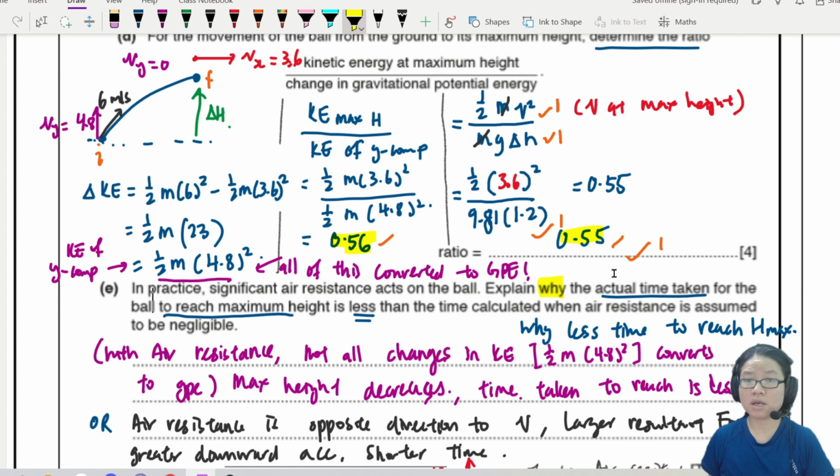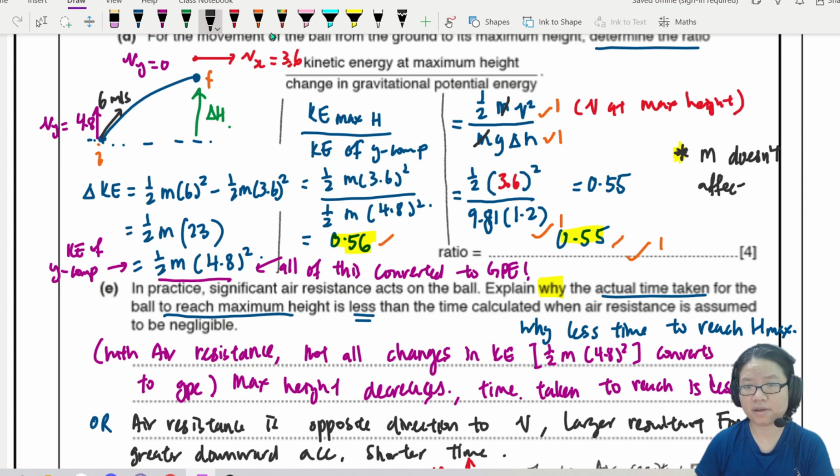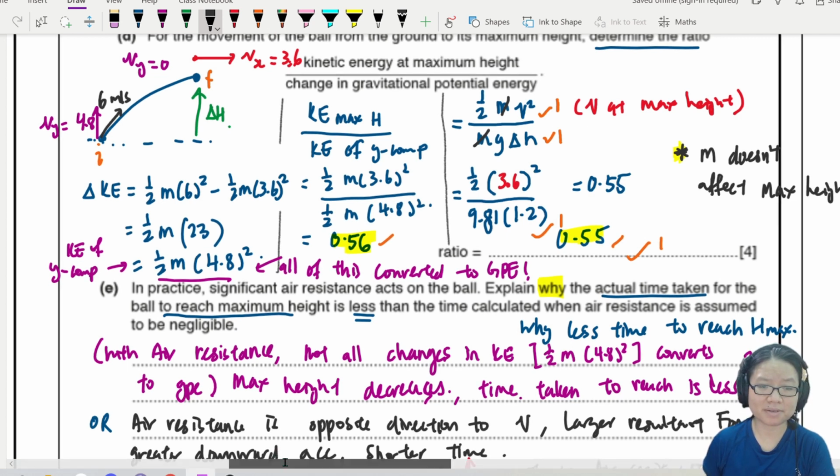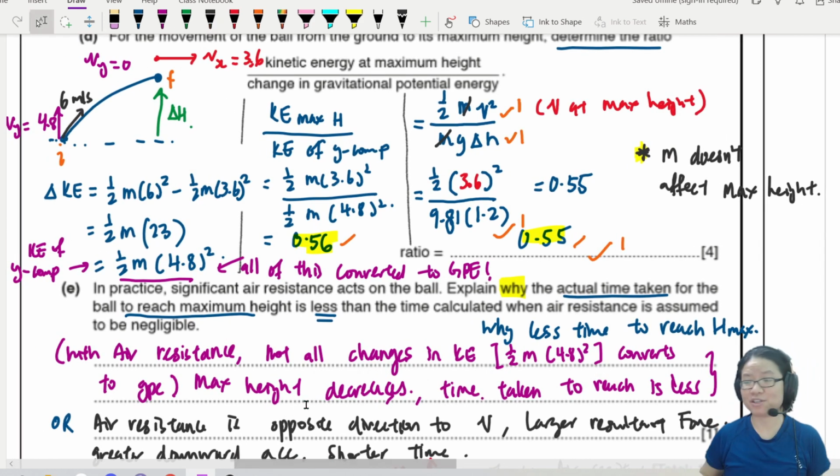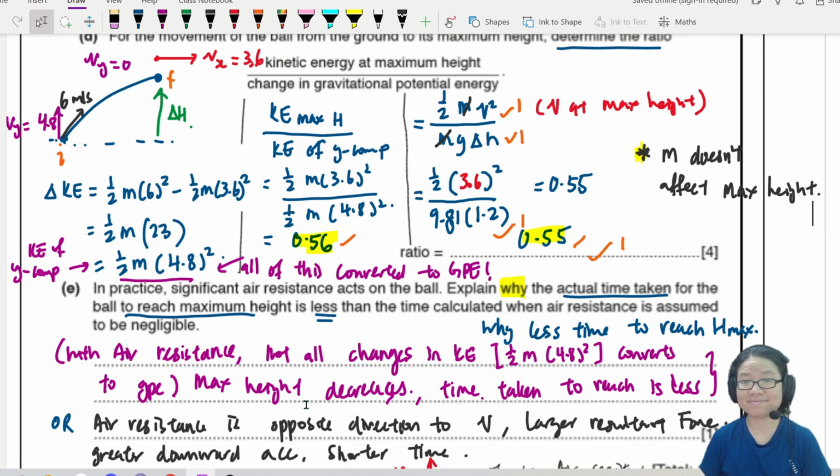For this question, I think one last thing that I want to tell you is that because the mass m is cancelled, right? Your value of m is cancelled. So because it's cancelled, m doesn't affect max height. In fact, m doesn't affect anything in this diagram. Because the m and m cancel, it doesn't affect max height. It will affect the absolute magnitude of the energy, but it doesn't affect the value of max height. Okay, because you can see my m and m cancel already.